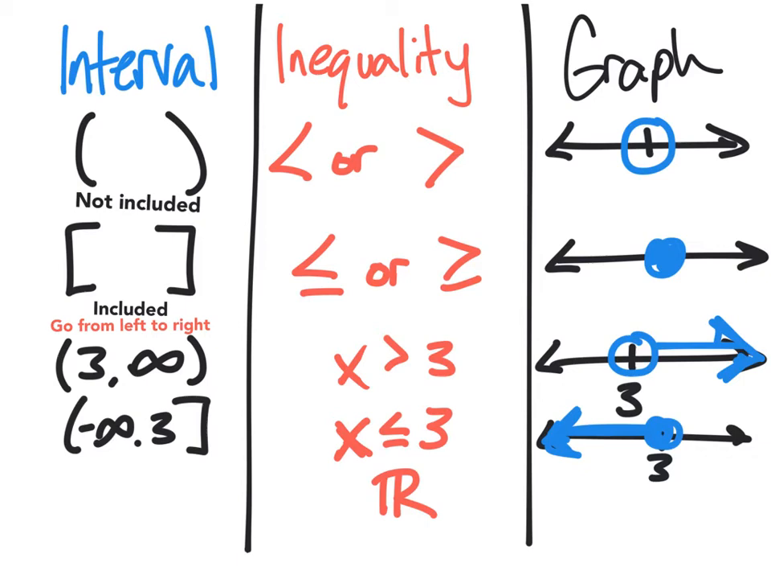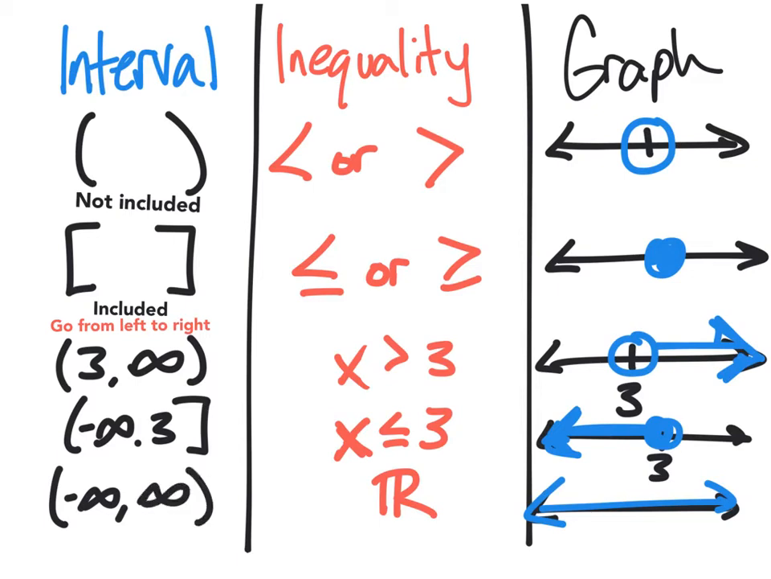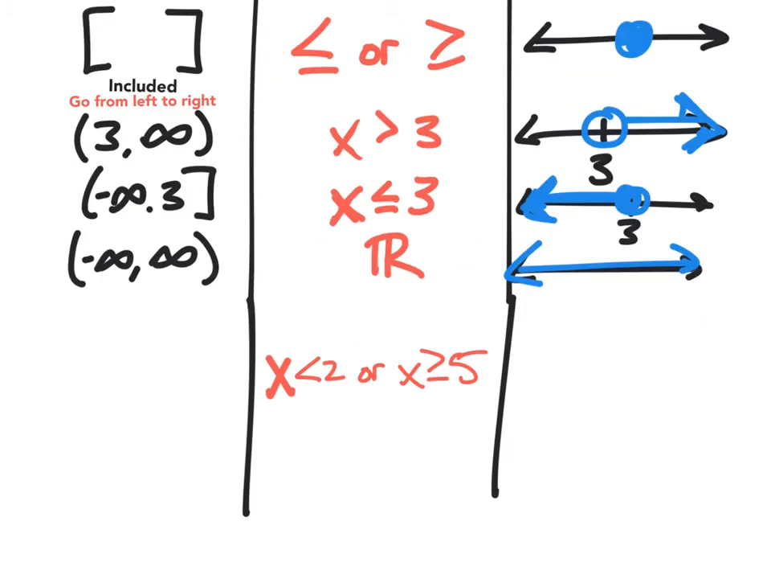Finally, all real numbers, this right here, on a graph, that's just going to be everything gets shaded. And so in interval notation, that's just from negative infinity to infinity. Okay, let's actually do one more on this page. If x is less than 2 or x is greater than or equal to 5. Remember, on a graph, this would look like this, where these arrows are just going off in opposite directions.